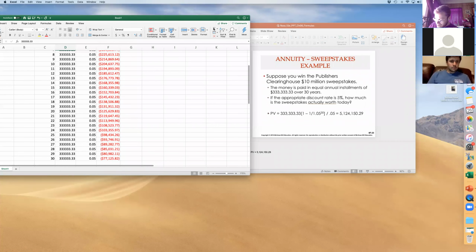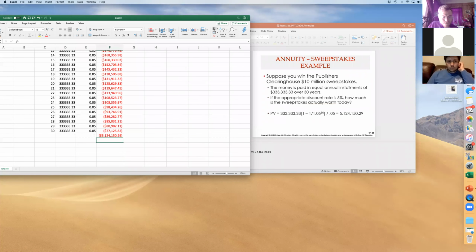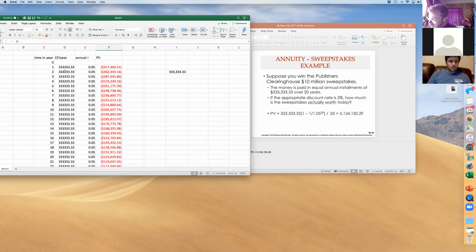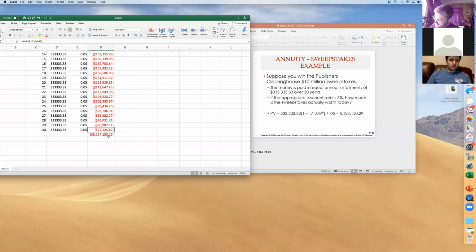And when I add them up, I get a number, $5,124,150.29. And so you are indifferent between taking this annuity that's going to give you an annual payment of $333,000 versus taking a lump sum today, $5,124,000. Right? You're indifferent between that if you're using a discount rate of 5%, right? Now, which one would you choose?